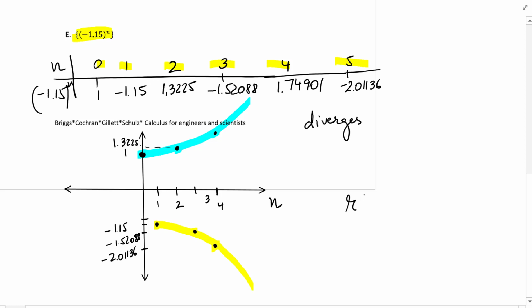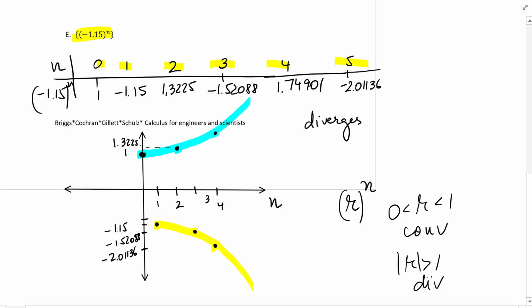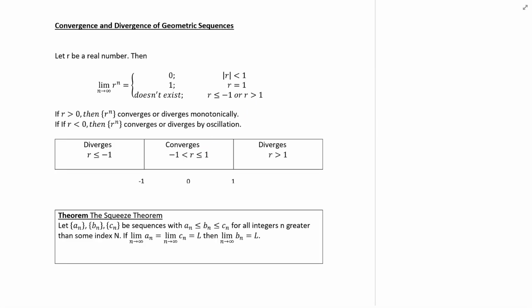And we can keep in mind that if we have something like this, r to the n, if r is between 0 and 1, then it converges. But if r is greater than 1, it diverges. And even more than that, we can put in absolute value. So, for example, even negative 2 to the n is going to diverge.